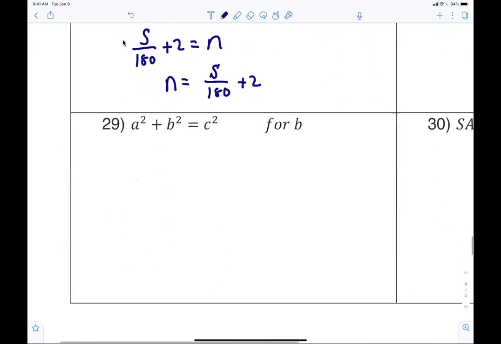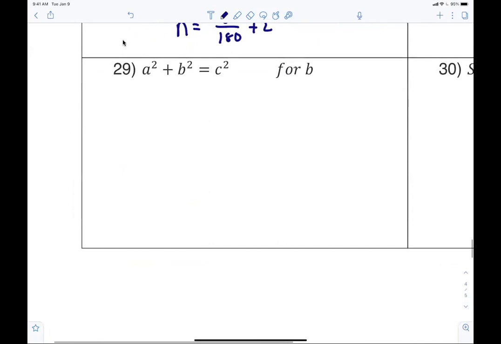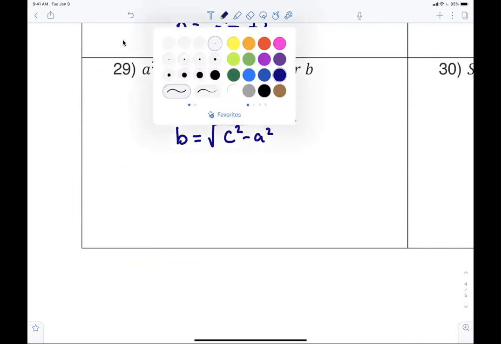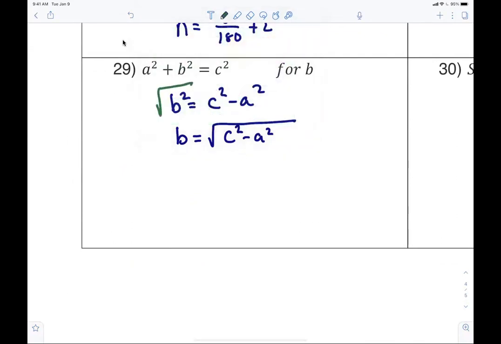All right, 29 is kind of tricky. So Pythagorean theorem, a squared plus b squared equals c squared. Josh, what do I have to do? You want the minus a squared. Yes, thank you, sir. Now you have a hard one. How do you undo a square? Square root. Good job. b equals square root of c squared minus a squared. Because when you undo a square, you do the square root.